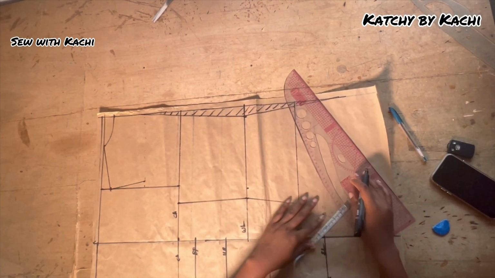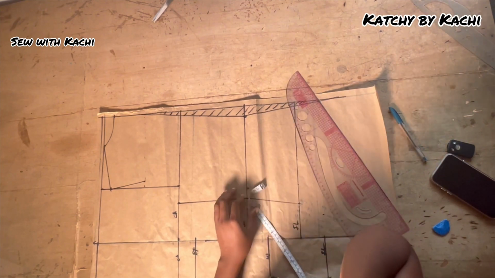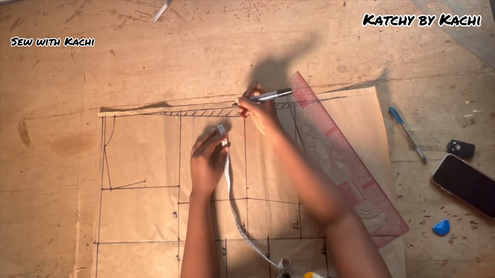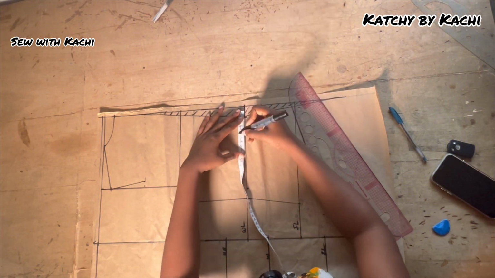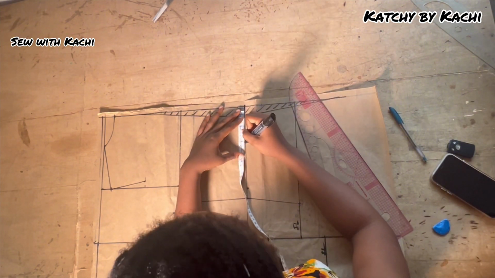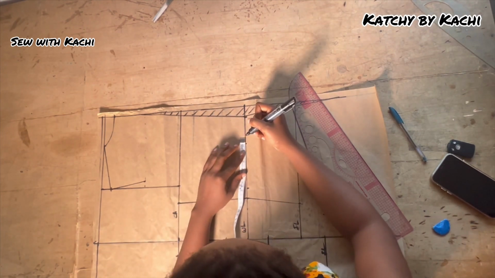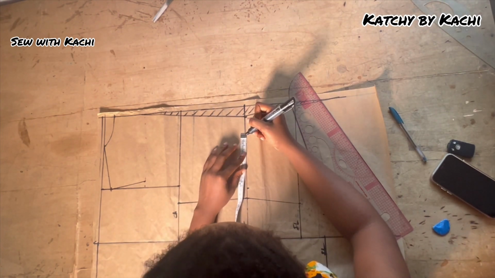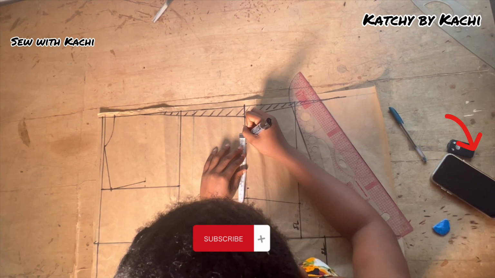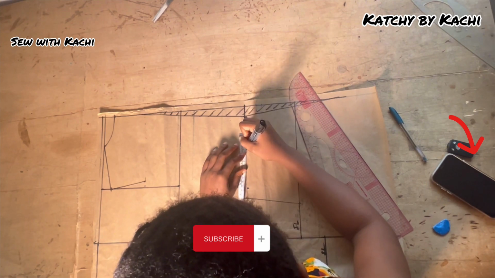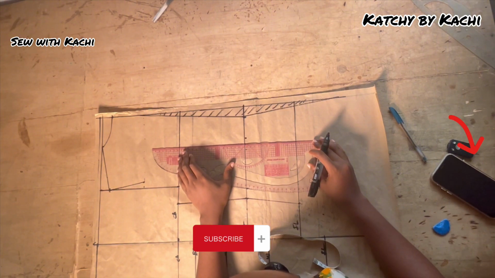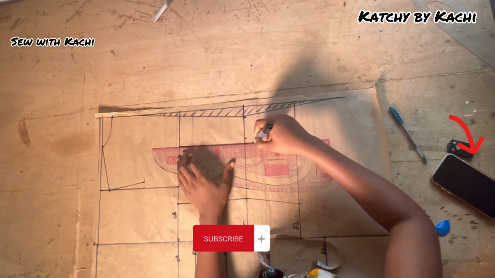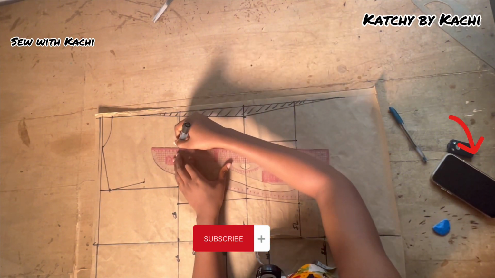So I'm going to get my dart. My dart, I use 3.75. So your dart is going to start from here, not here, from here. So that's 3.75 inches. Remember your dart, we left 1 inch. That's half on both sides, right? So that is 0.5 here and 0.5 here. So I'll go ahead and ruler a straight line all the way and connect it.